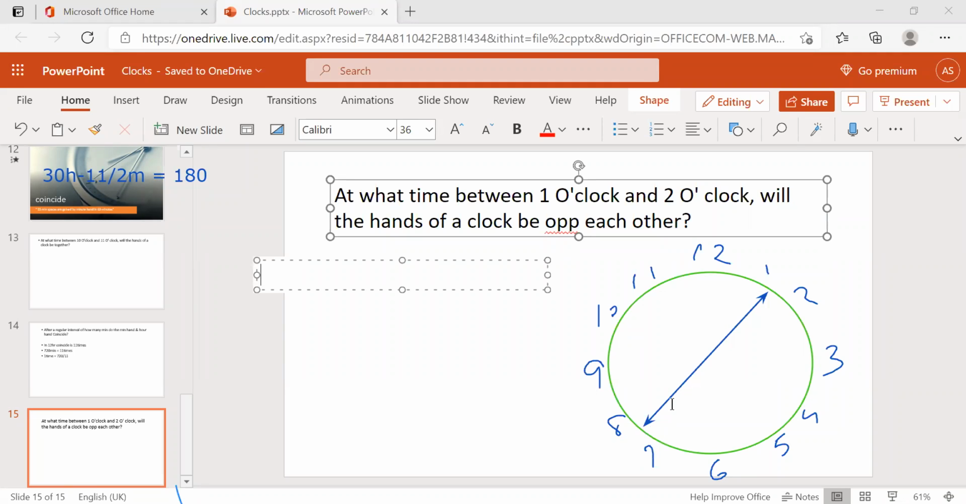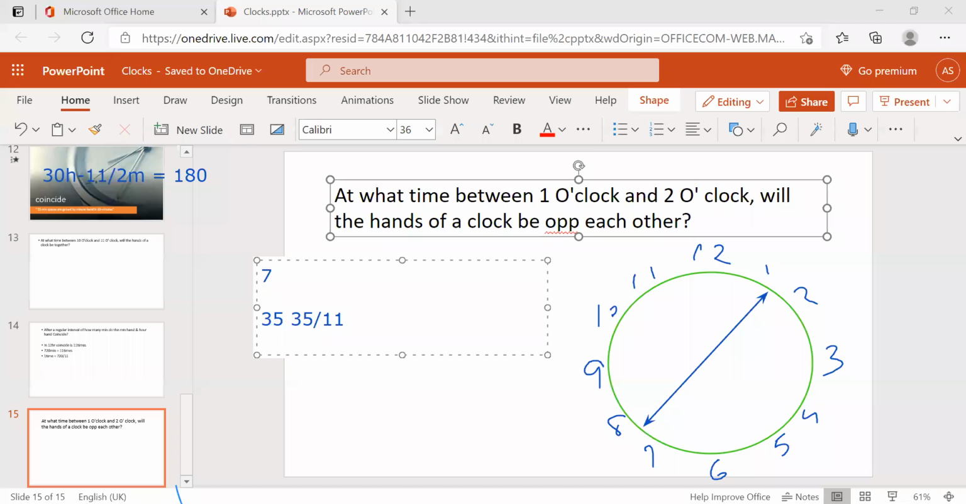Now see which one is the smaller here. The minute hand lies between 7 and 8. So in this, which one is small? 7. 7 represents how many minutes? 35 minutes, right? 7 is the small one. So our answer will be 35 and 35 by 11.